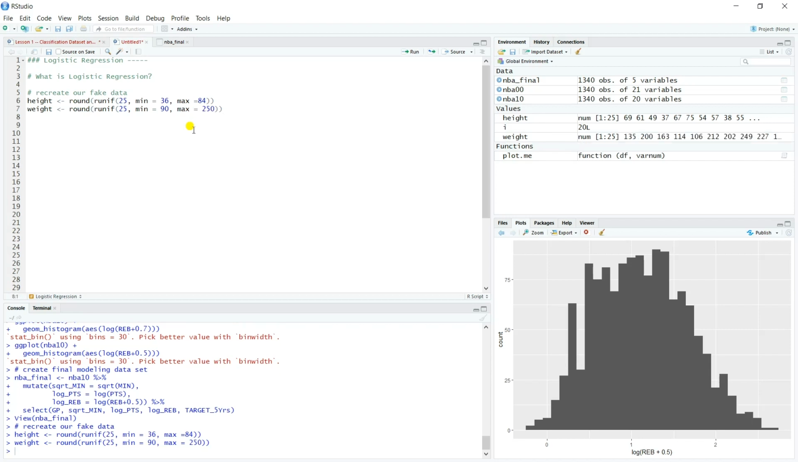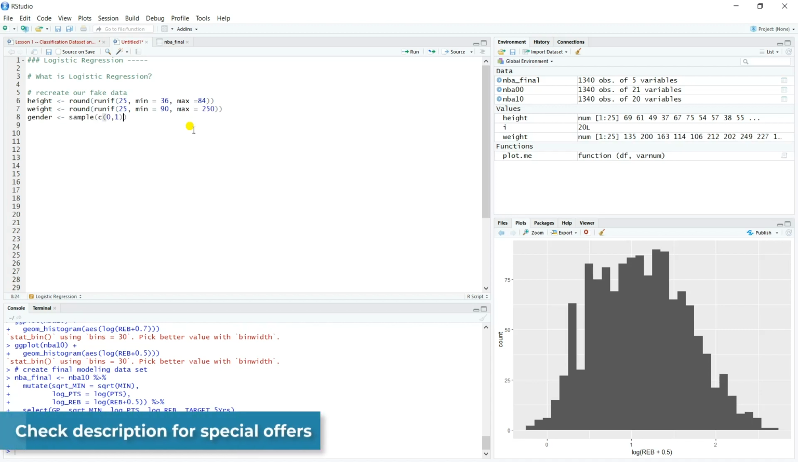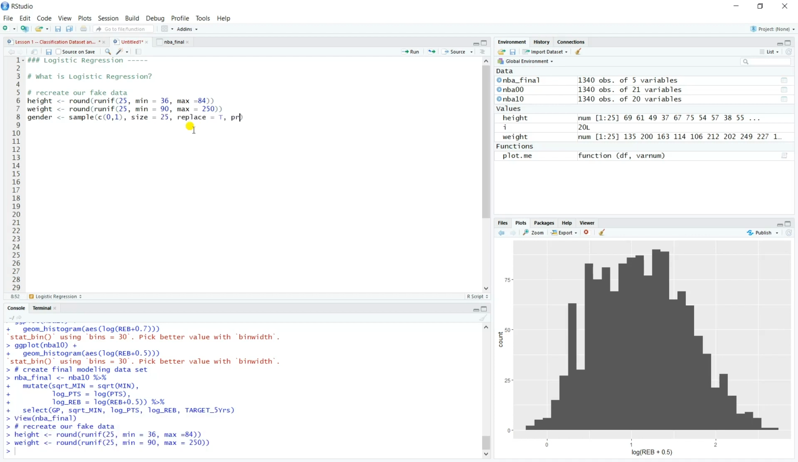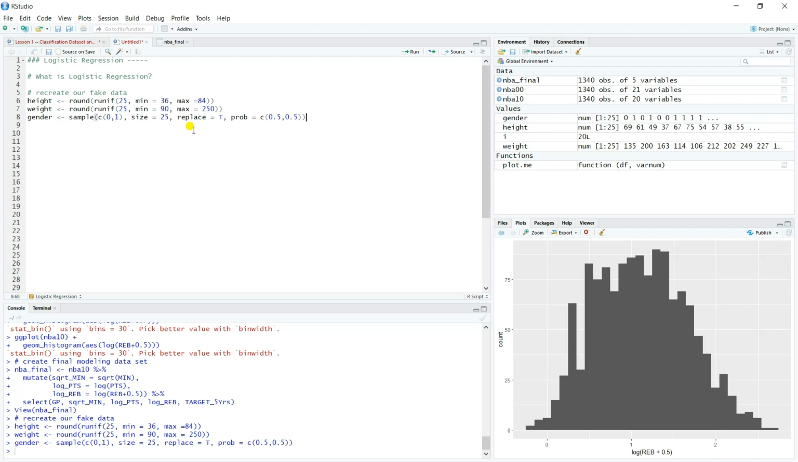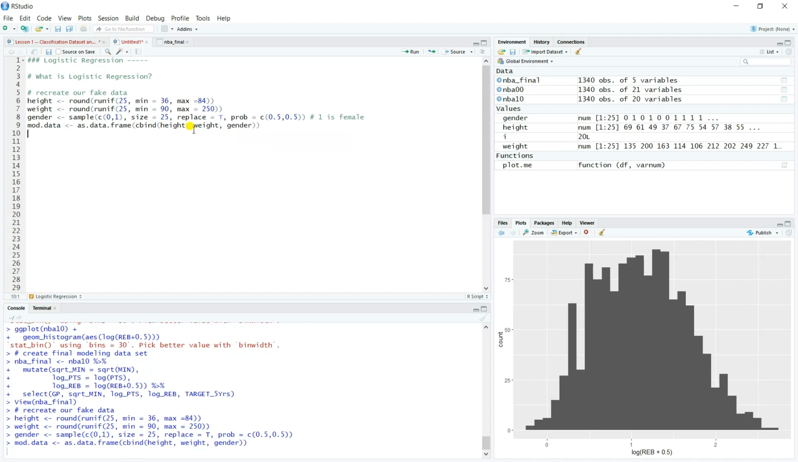Then let's create our gender. I'm going to do this a little bit differently. Instead of male, female, I'm going to sample from 0 and 1. Replace is going to have to be true, and our probs will be 0.5, 0.5. Let's say that 1 corresponds to being a female. And we'll create something called mod data, where we have a data frame of height, weight, and gender, just like we did before.